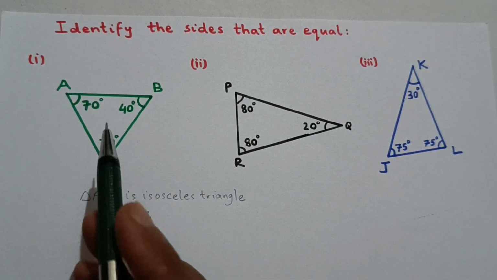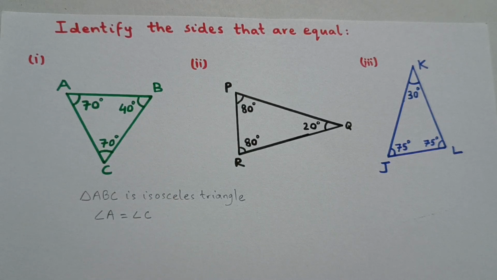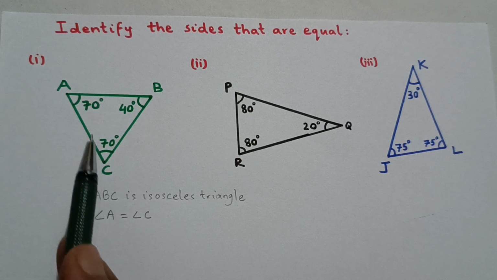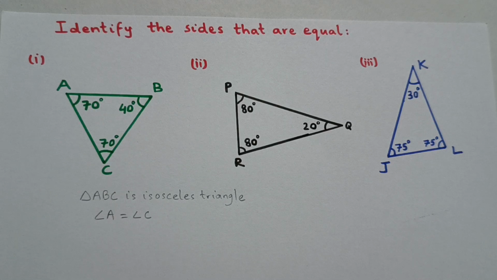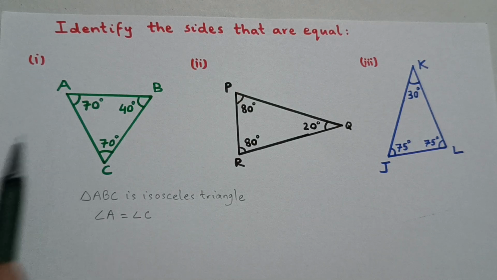Now in this triangle we have been given which two angles are equal to each other, and we have to find, based on this information, which two sides will be equal to each other. So how to identify which two sides of triangle ABC are equal to each other?